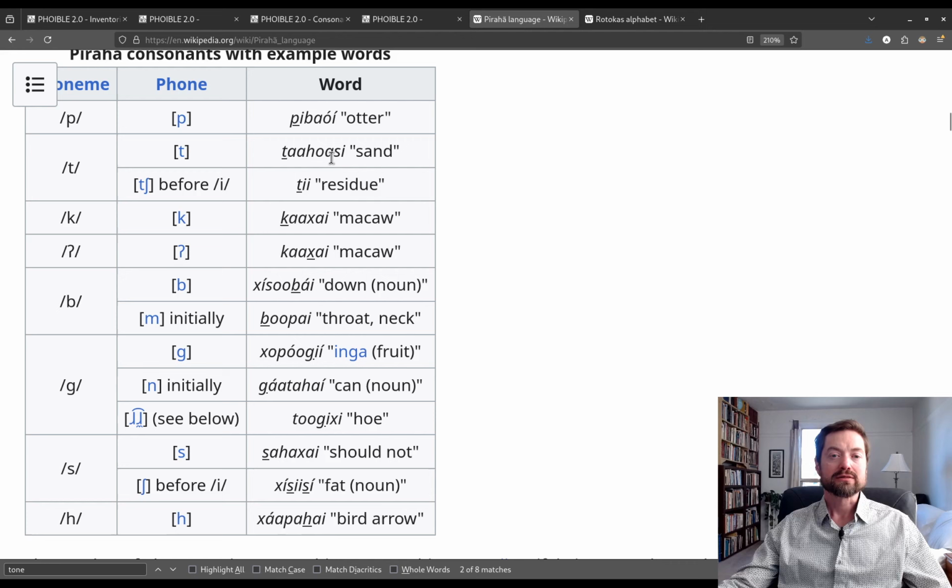Pi-ba-oi, ta-hoasi, ti. He-so-bai, he-so-bai. Looks like the X corresponds to the glottal stop, I think. So i-so-bai, i-so-bai. Okay, so clearly I have a lot of work to do on my Pirahã pronunciation. Probably have an easier time mastering it than the ǃxóõ pronunciation with 150 phonemes, but still takes some work.